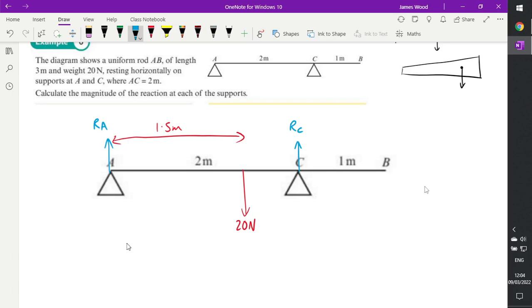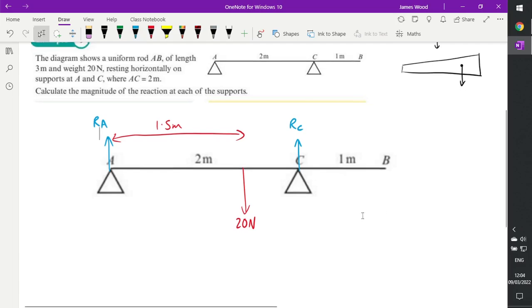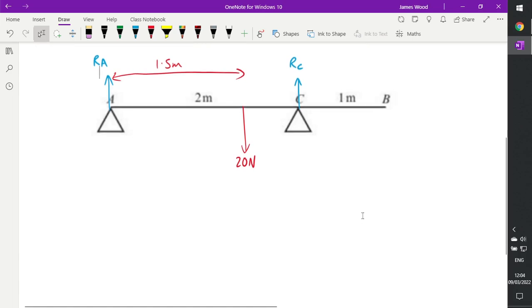Now we've got to try and calculate what RA and RC are using the fact that it's in equilibrium. Now the easiest place to start, rather than thinking about moments at all, is actually to just think about the forces. So if we look at the forces up and down, we can say that RA plus RC must be the same as 20 newtons, because the total force up must be the same as the total force down. So that's one place to start. Obviously we can't solve this yet because we've got two variables. Now what we can do is we can take moments about a point.